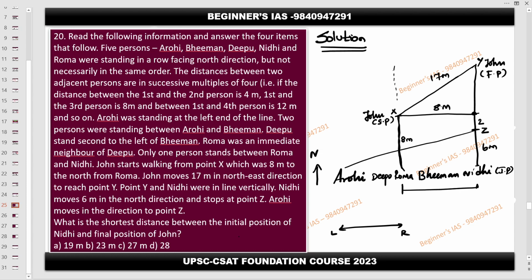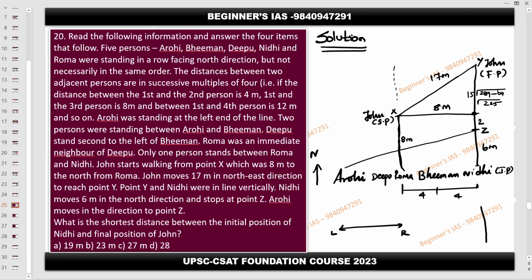People understood? Yes, sir. Roma to Bhima is 4, then Bhima to Niti is 4, therefore this part is going to be 8. Then you can use the Pythagoras theorem. Therefore 17 square is nothing but 289, minus 64, which is 8 square. So if you want, I will write here: root of 17 square, which is 289, minus 8 square, which is 64. So then root of 225. This is nothing but 15. Understood? Clear? Everyone.